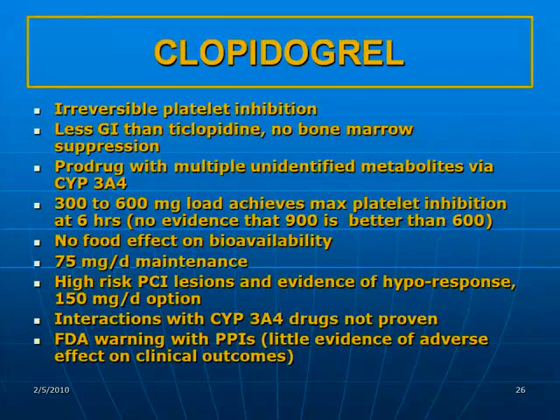It goes through 2 CYP isozyme conversions to become active. So there's a loading dose that needs to be given, and even with the loading dose, it takes up to 4 hours to see a peak antiplatelet effect. They've tested 300, 600, and 900. 900 is no better than 600. So it kind of depends. If you've got some time before angiography, 300 is probably sufficient. But if you're going to the cath lab urgently, 600 is recommended. Food doesn't affect absorption. 75 milligrams a day is the maintenance dose.